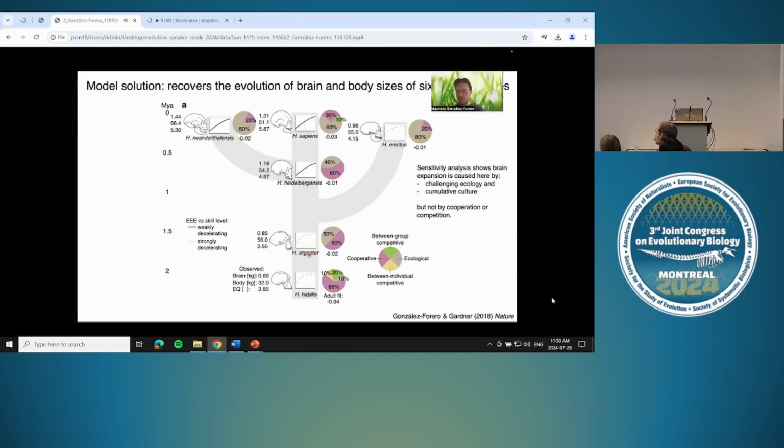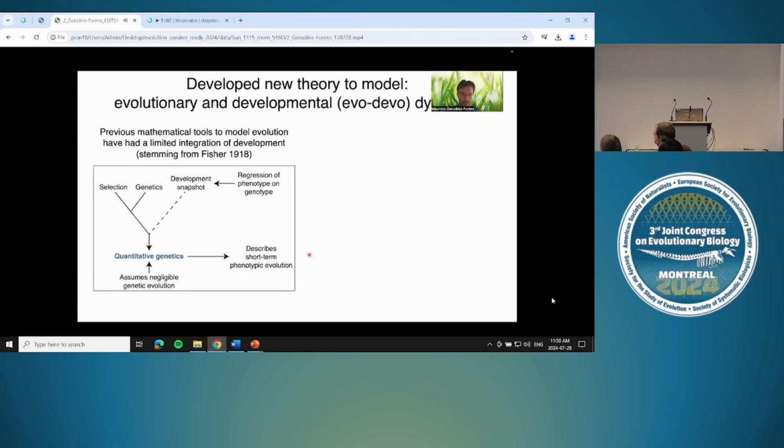Now, I wanted to understand more deeply what is causing brain expansion. For example, I wanted to know what is under selection. Is selection for brain size driving this, and if so, to what extent? However, I couldn't address that, and the reason is that there's been a long-standing lack of synthesis, mathematically speaking, between development and evolution. That's a problem that has been in the field for 100 years.